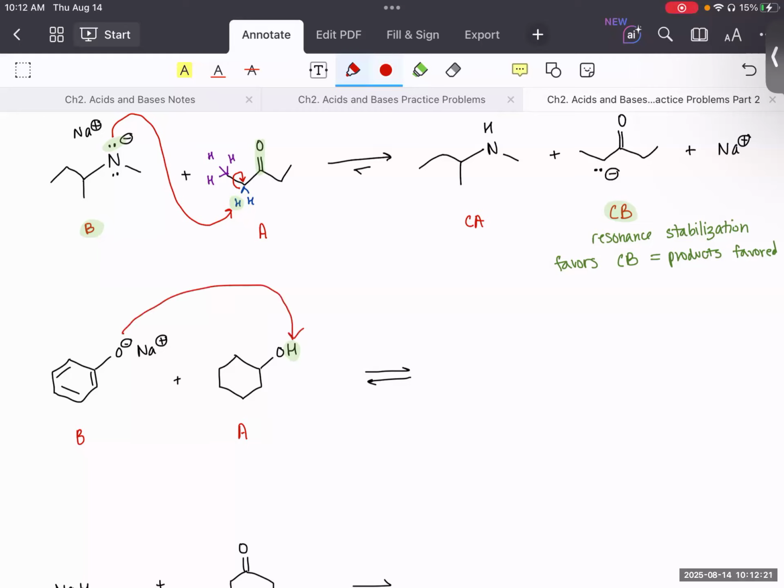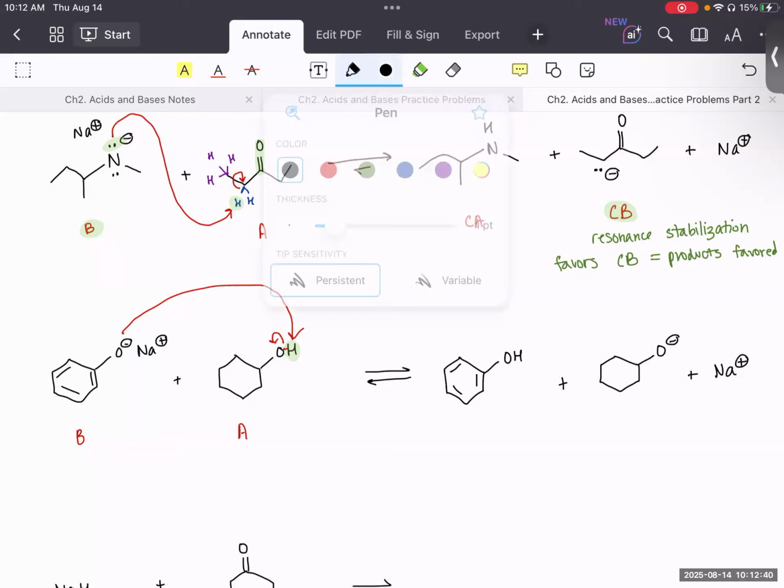Then we're going to break the bond between the oxygen and the hydrogen and draw an arrow to the oxygen. And so our products will end up having, basically, we're just swapping which oxygen has the hydrogen bonded to it. And our sodium remains untouched, just the counter ion in here. All right, and so to compare the strength, again, we're comparing the base and the conjugate base.